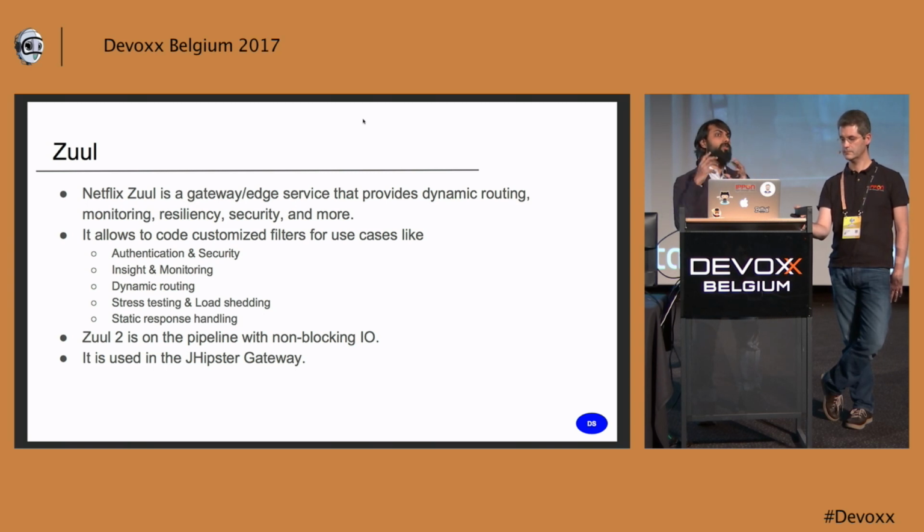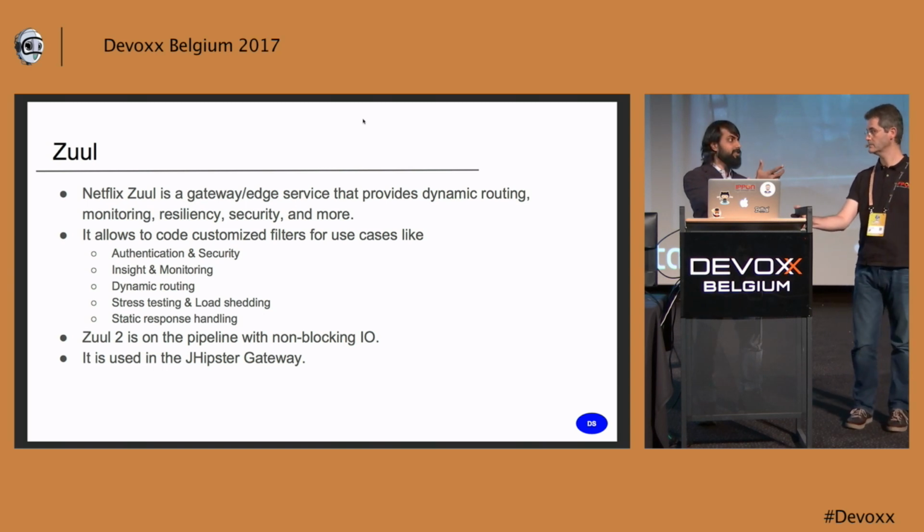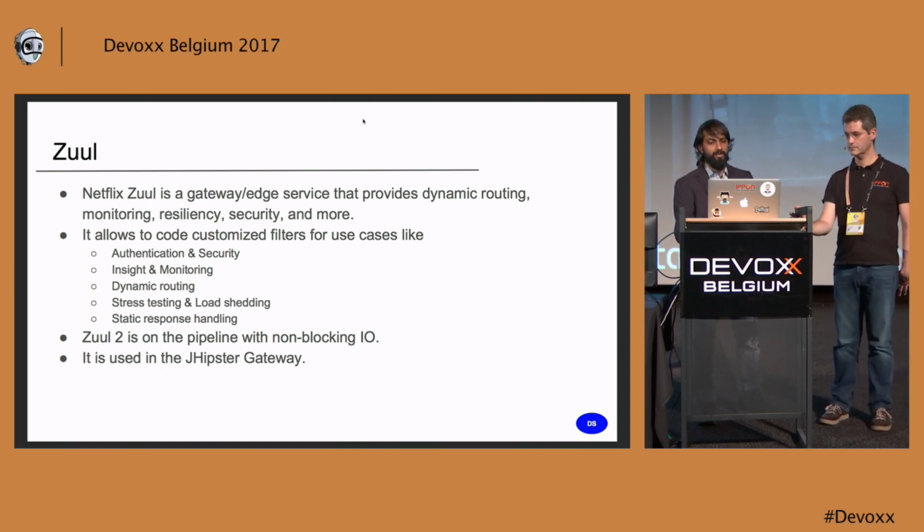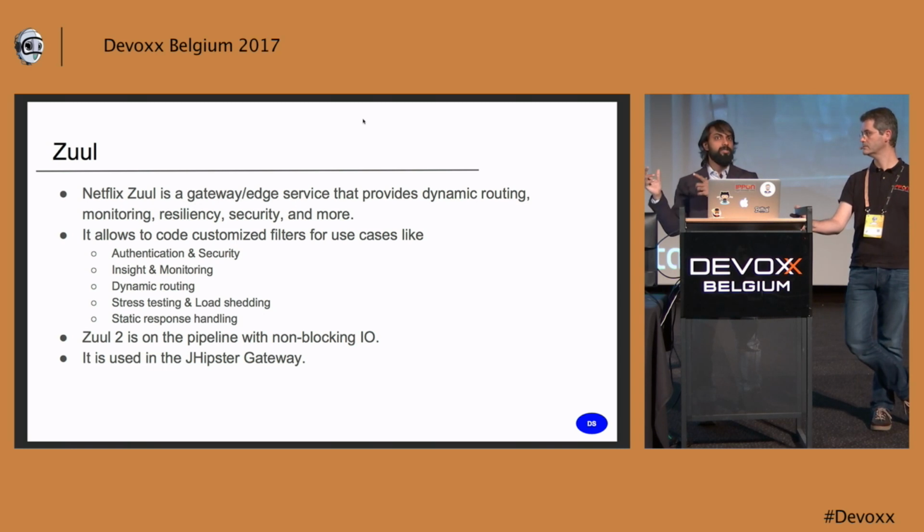You can slowly increase your amount of requests going to a service, so you can stress test the service until it breaks or something like that. Then you can also do load shedding when some service becomes heavily loaded. You can try to distribute and stuff like that. So you can write filters for that.